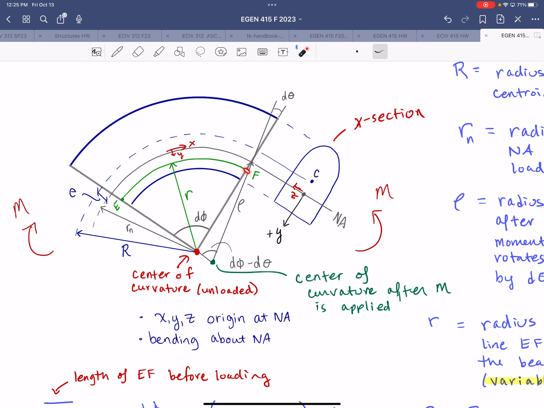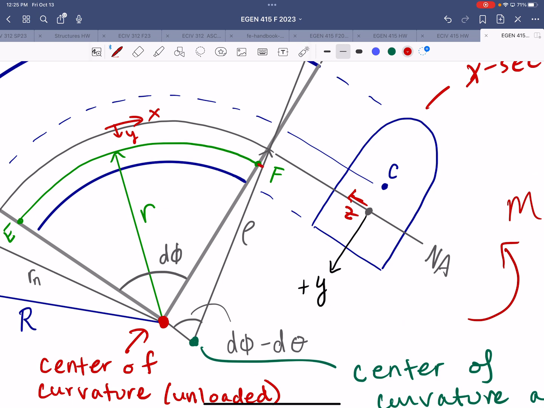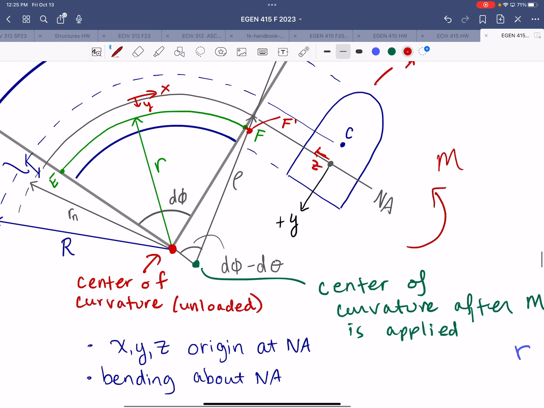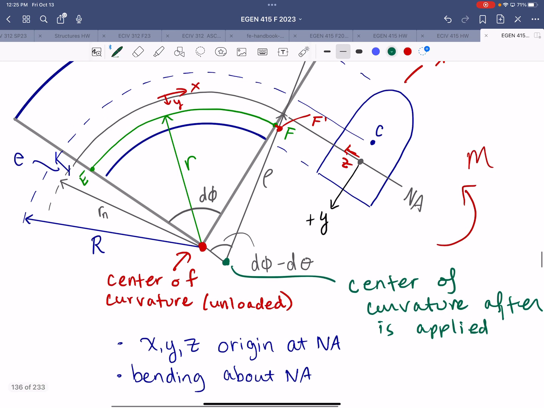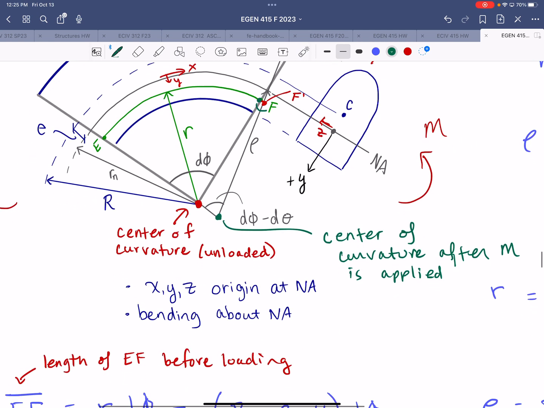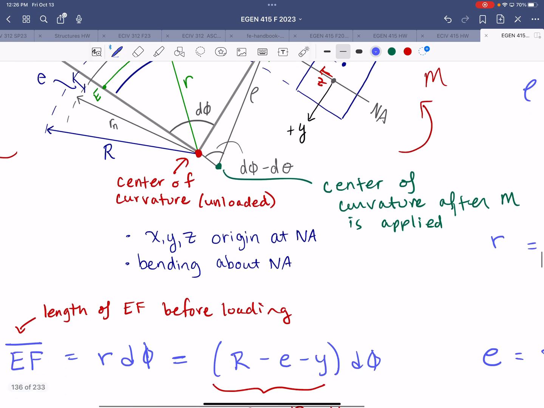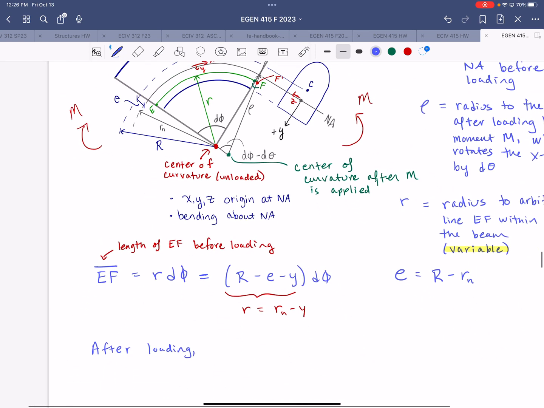So that small distance right there, I should really make this zoomed in even more for the handout purposes. We'll call that point F prime. So F is this point here, the original position of that face on line EF, and F prime is the displaced position. So FF prime represents the lengthening of that line.